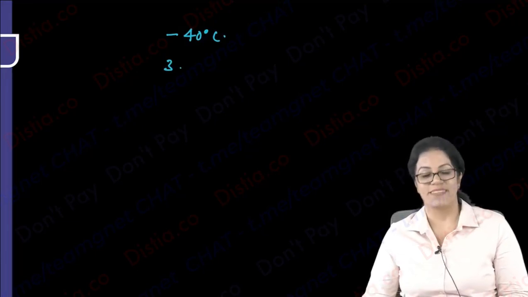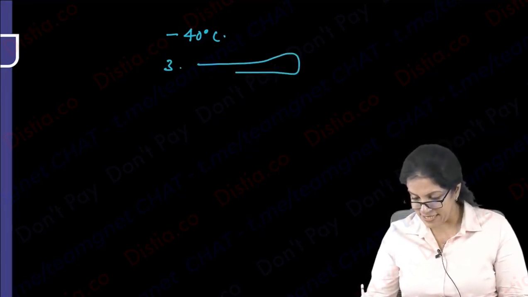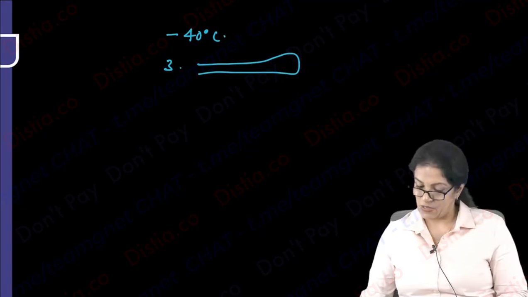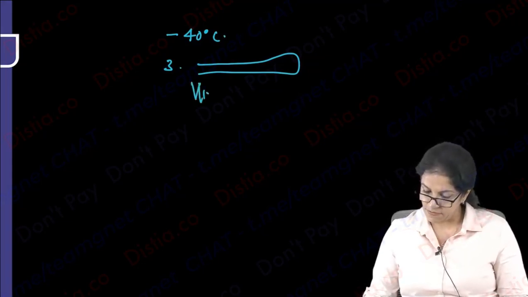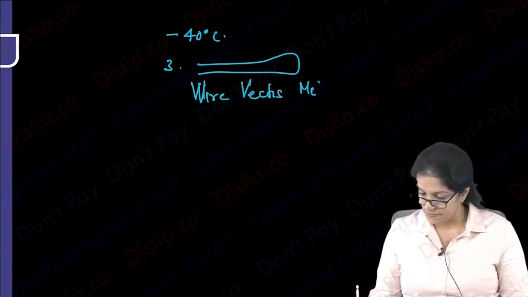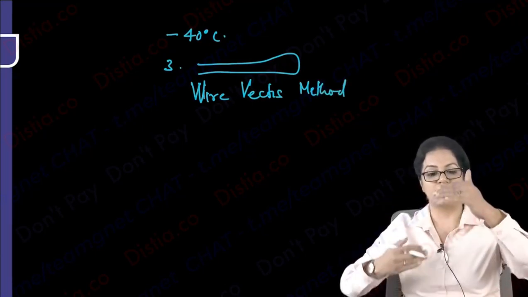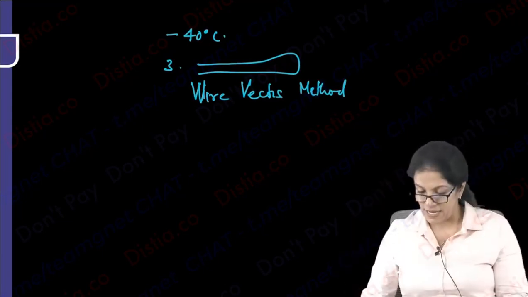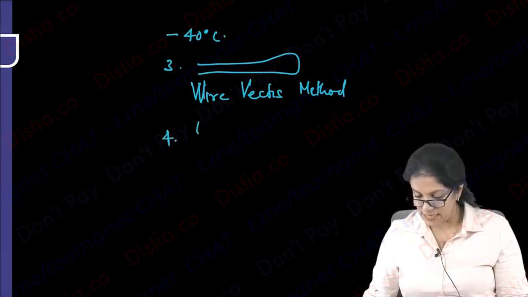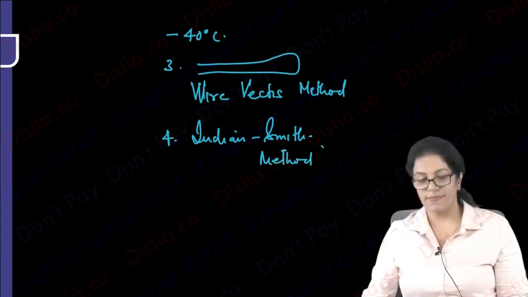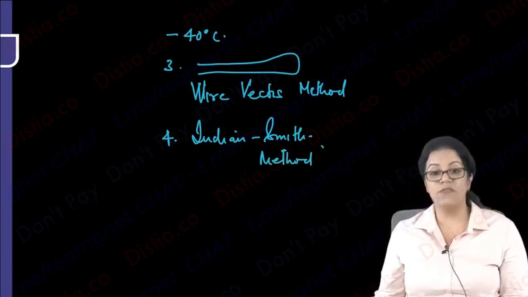Number 3, I can use a spoon-like instrument like this. This is called the wire vectis method. And suppose I'm not using any instrument, just pressure at 12 o'clock and counter pressure at 6 o'clock. This is called the Smith-Indian method. So with pressure and counter pressure, this is the Smith-Indian method. These are the methods of ICC.